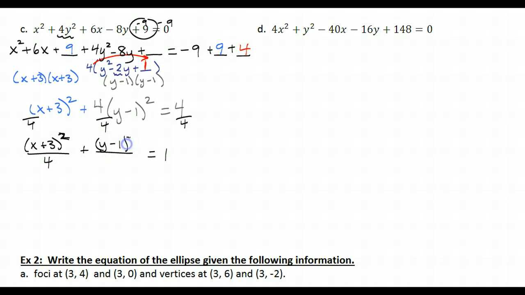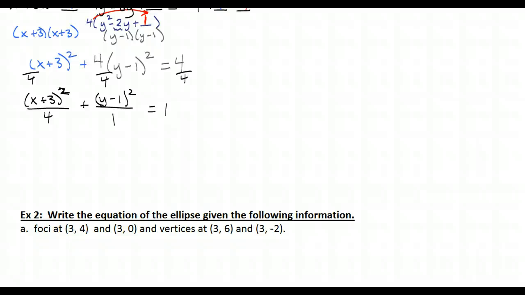And even though you don't technically need to write a 1, we will, because that'll help our brains out when we're trying to figure out A, B, and C. And then 4 divided by 4 is 1 also. Okay, now I am ready to find my information. And so, again, A is the value which is the larger one. You square root it. So square root of 4 is 2. So A is 2 with the x in the x direction. And square root of 1 is 1, so B is 1 in the y direction.